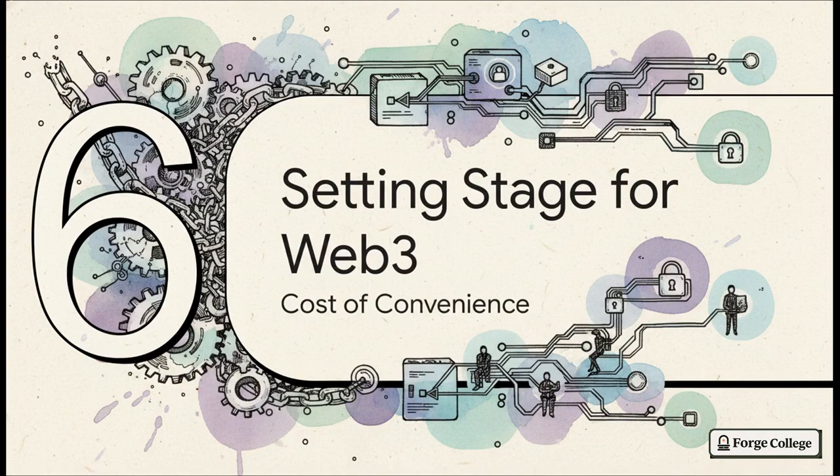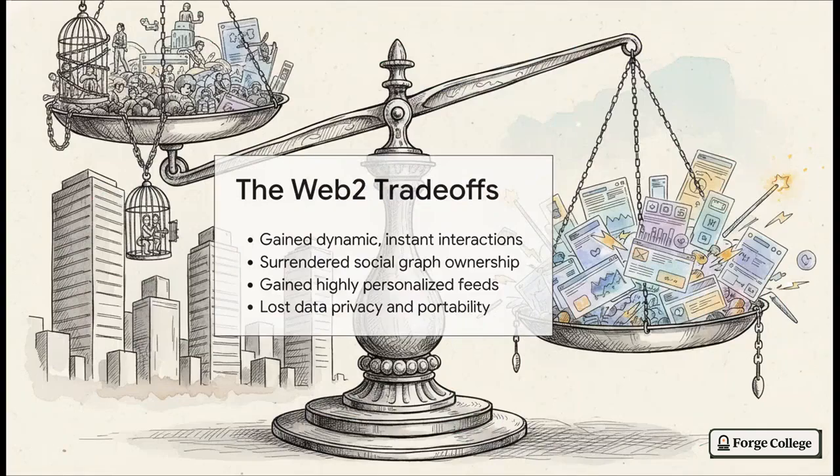Finally, Section 6, setting the stage for Web3, the cost of convenience. So while we successfully solved the problem of the boring static web, we inherited a brand new complication. We traded decentralized ownership for incredible convenience. Sure, we got dynamic, beautiful interactions and highly personalized feeds, but we surrendered the ownership of our social graphs and our data portability, basically concentrating global digital economics into the hands of a few massive corporations.